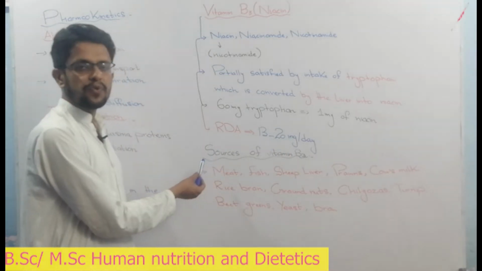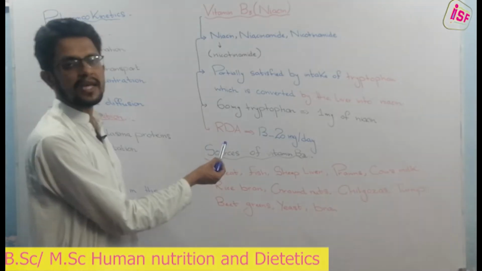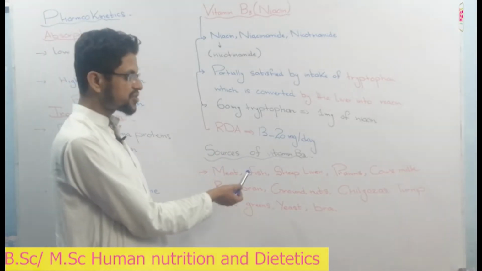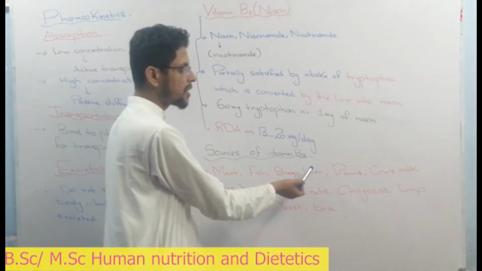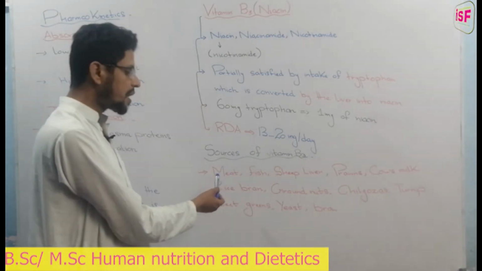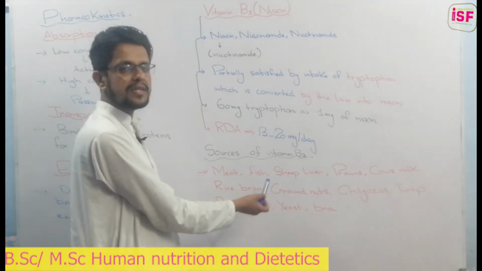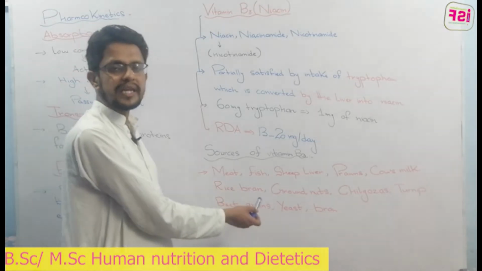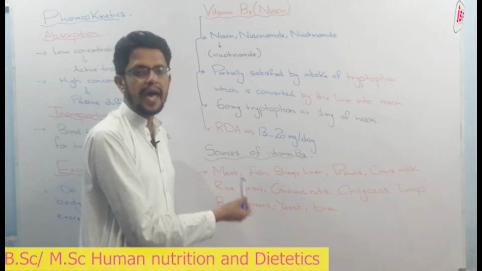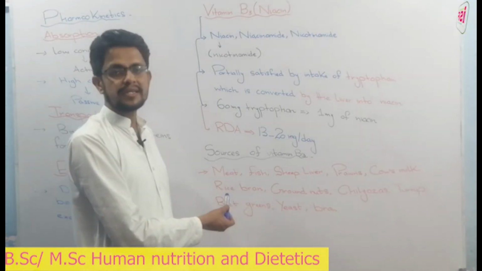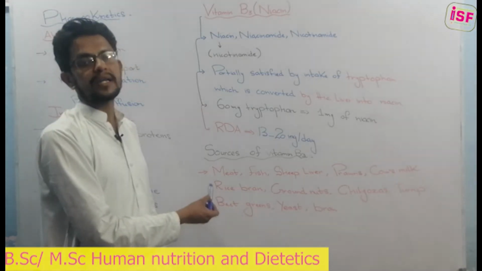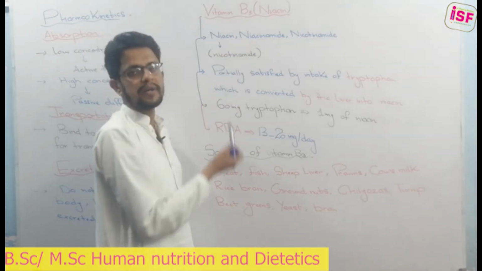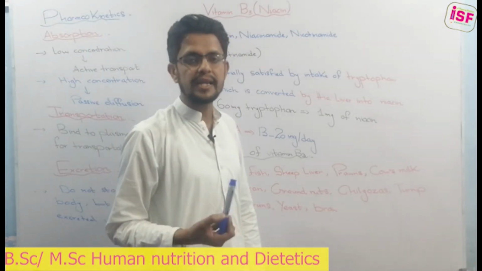What are the food sources of vitamin B3? Meat, fish, sheep liver, prawns, cow's milk, rice bran, groundnuts, chilgozas, turnip, beet greens, yeast, as well as the bran. All of these listed food sources are the richest or significant sources in which vitamin B3 or niacin is present.